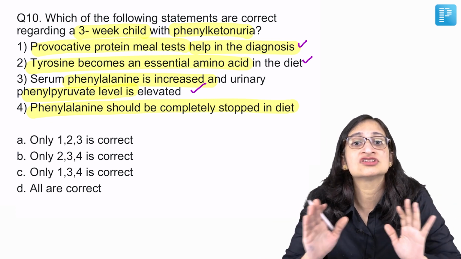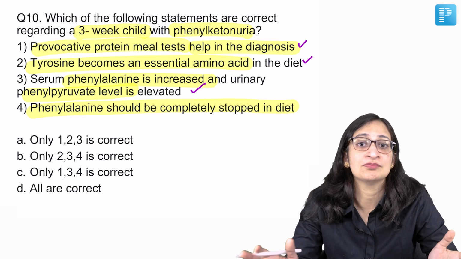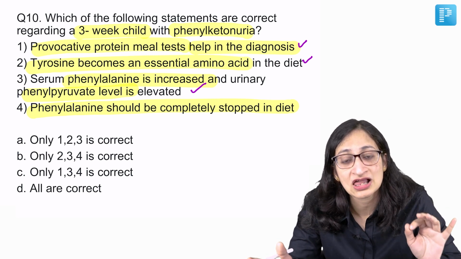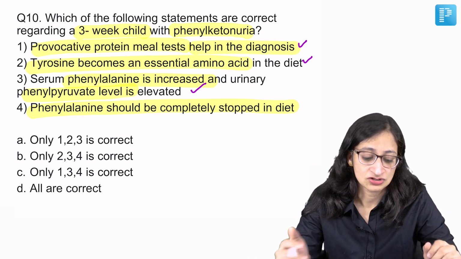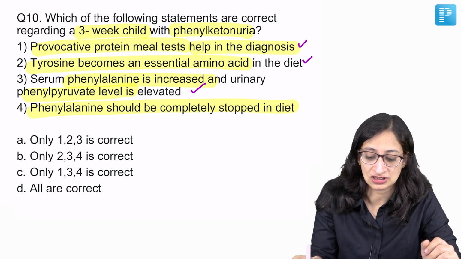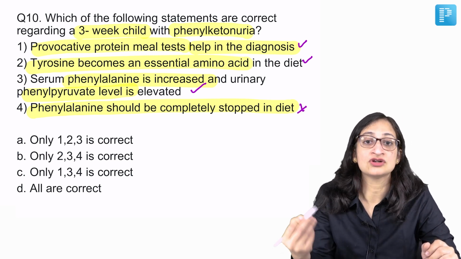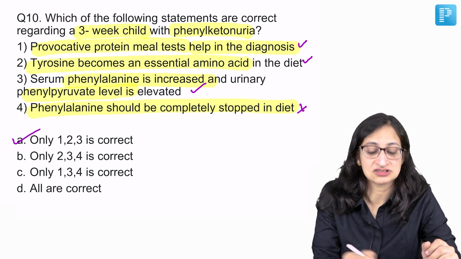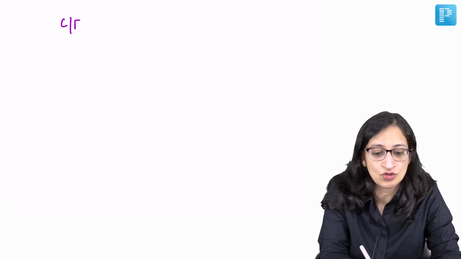So you should not stop phenylalanine in the diet completely, but a low phenylalanine diet needs to be given. So the best answer to this question, which of these are correct? Only 1, 2, 3 is correct, right? So this is the best answer. Let us discuss a little bit more about the clinical features of this very important disorder.